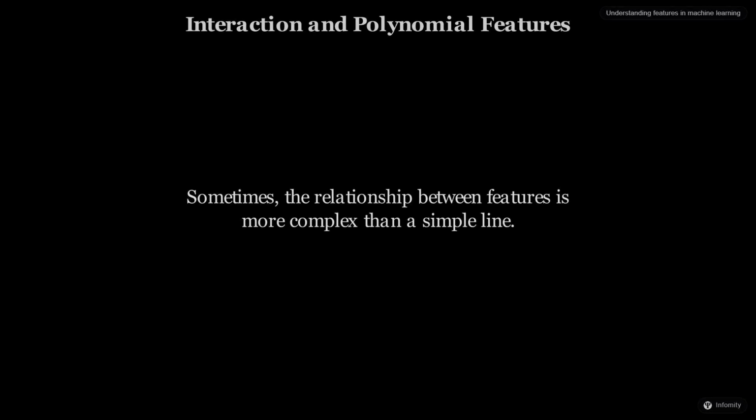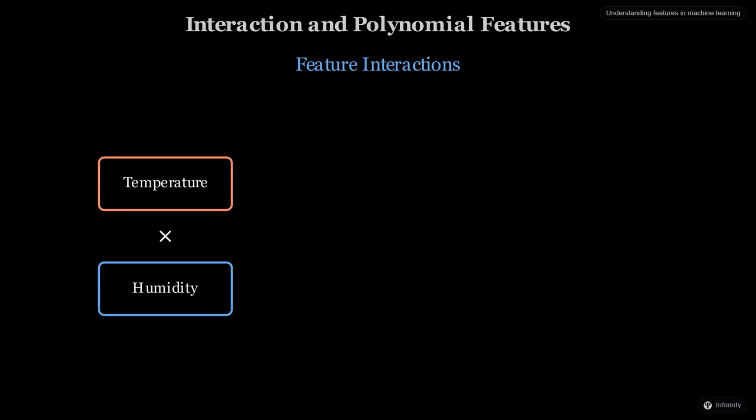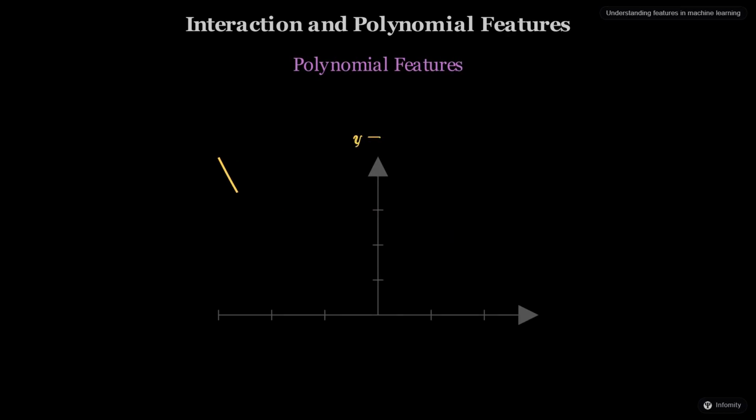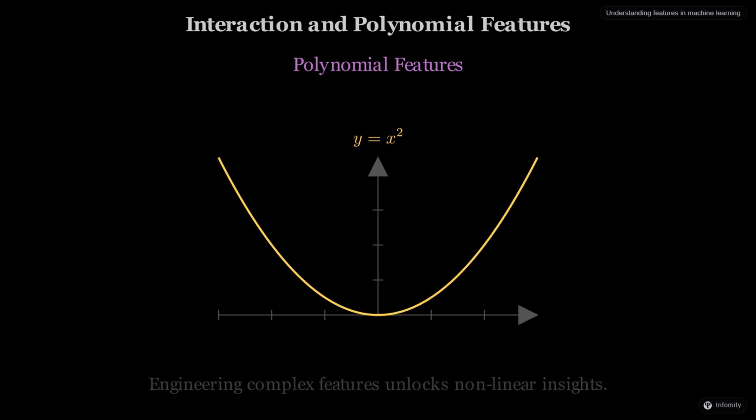Beyond simple extractions, we can create more complex features by combining existing ones. Interaction features are created by multiplying two or more features together. For instance, combining temperature and humidity to get a comfort index is an interaction feature, capturing a relationship that might not be evident from the individual features. Polynomial features involve raising an existing feature to a power, like x squared or x cubed. This allows models to capture nonlinear relationships in the data, providing more flexibility to fit complex patterns than linear features alone.